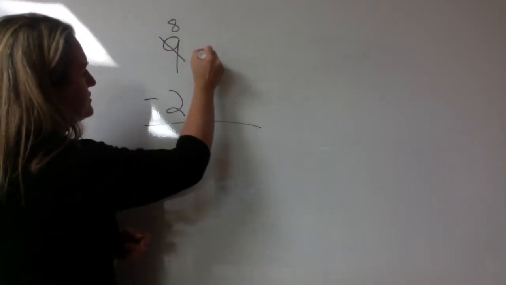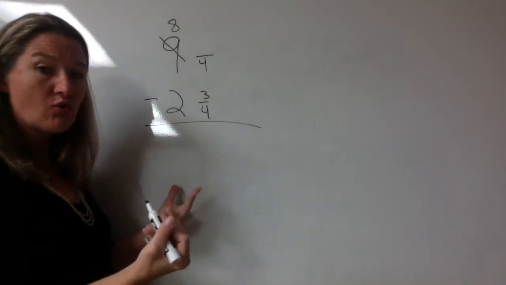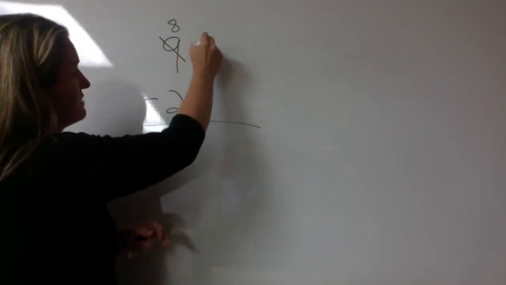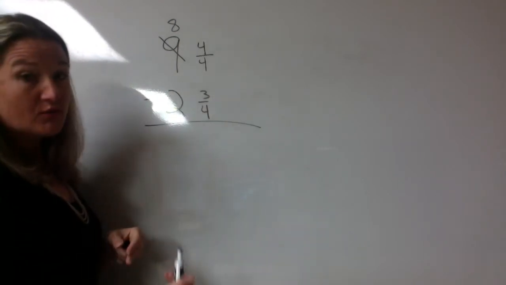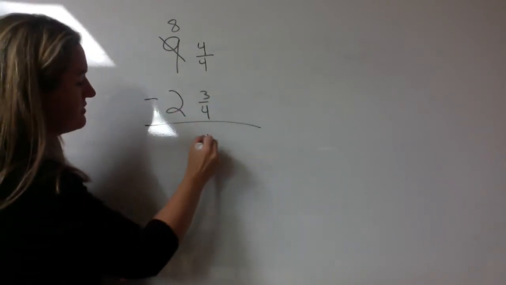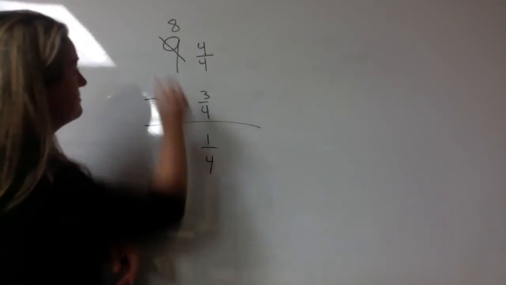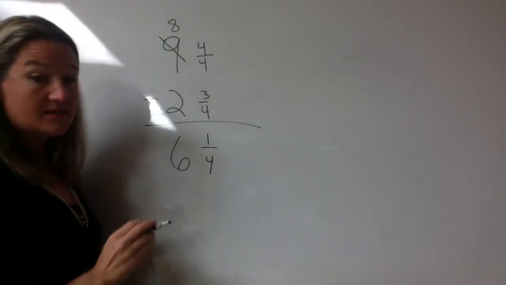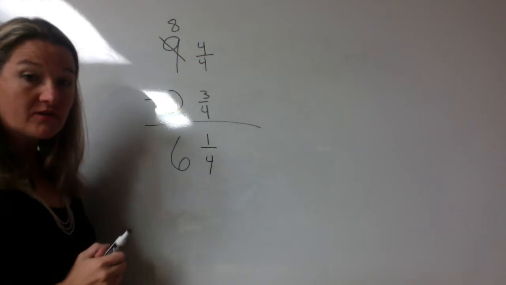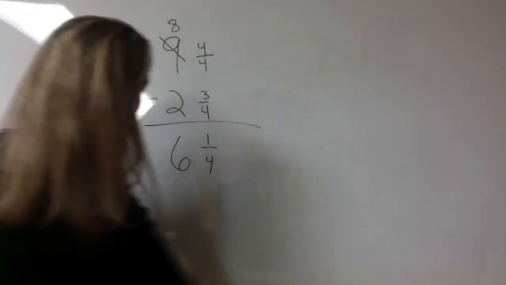Okay, so the denominator will be 4, and since it's 1 whole, you've got to have the same number on the bottom as you do the top, so the top's got to be 4. Okay, so now we can go ahead and subtract 4 minus 3, that's 1, denominator stays the same, 8 minus 2, that's 6. Okay, that is our answer. 1/4 is in lowest terms. Let's work out one more where we're subtracting a mixed number from a whole number.